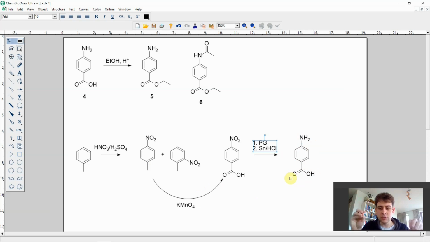So basically tuning the reactivity of these two groups in the same molecule is a little bit tricky, and here we might need to use these protection groups. Okay, this is the answer to the first question. And the answer to the regioselectivity is something that we've just discussed. It's the ortho and para directing influence of the methyl group.